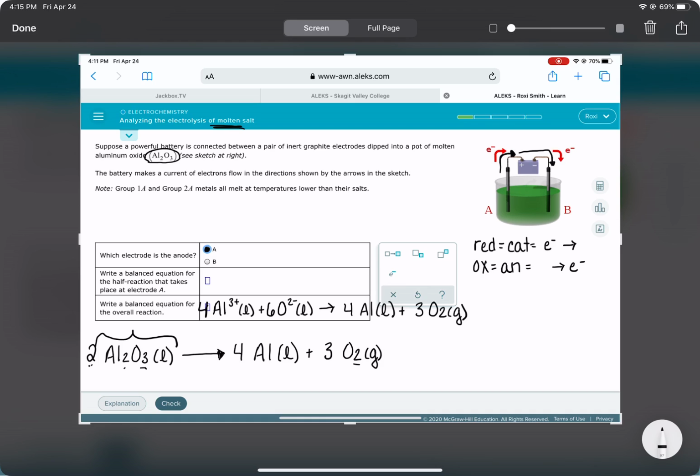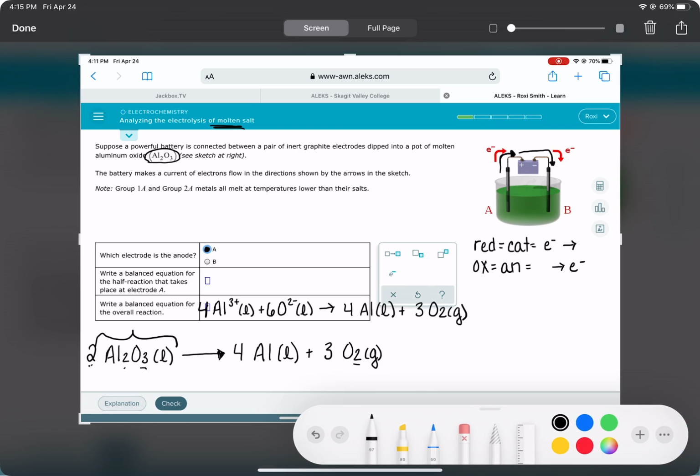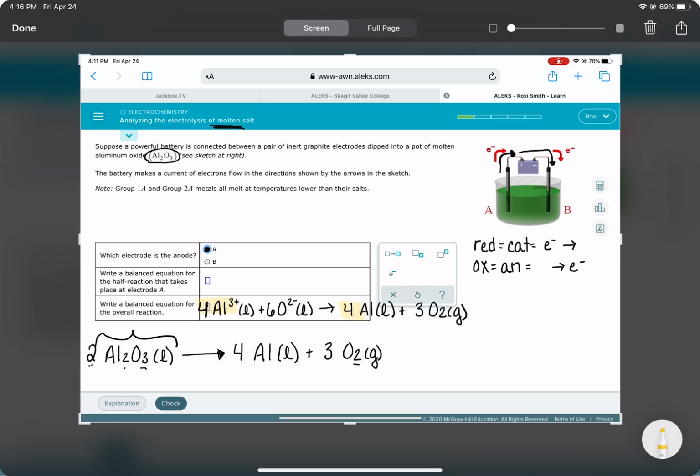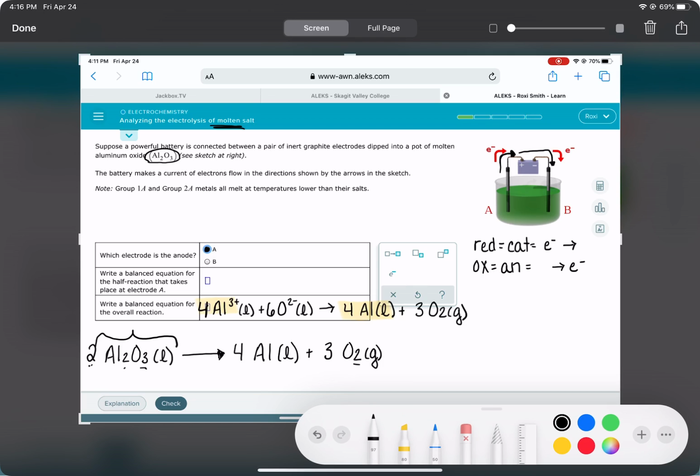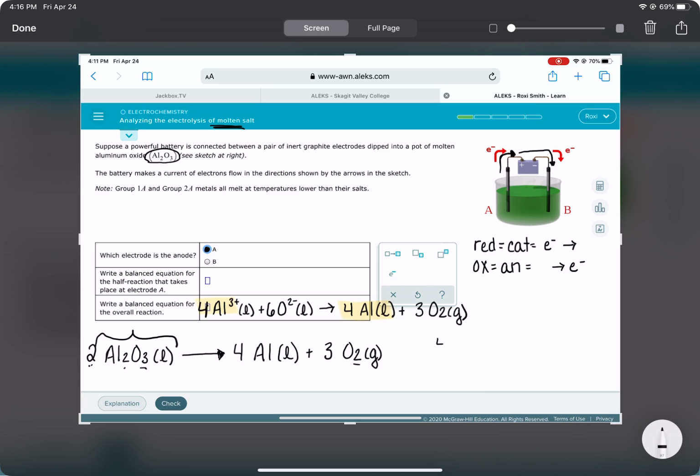The last thing we need to figure out is writing a balanced equation for the half reaction that takes place at the anode, electrode A. That's going to be our oxidation reaction where we are losing electrons. So here we want to focus on the aluminum: aluminum cations going to aluminum metal. What does that look like as a half reaction? You could look it up in your table of half reactions, or you could just write it out. So here's our aluminum half reaction, and that is definitely a reduction because the aluminum is gaining electrons. So that is not the reaction that's happening at the anode.